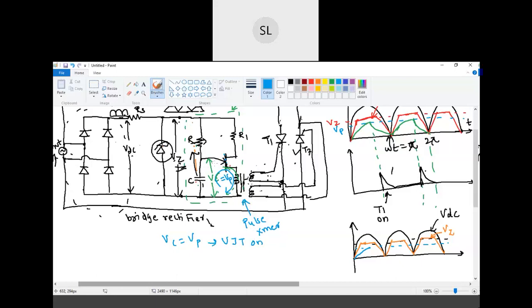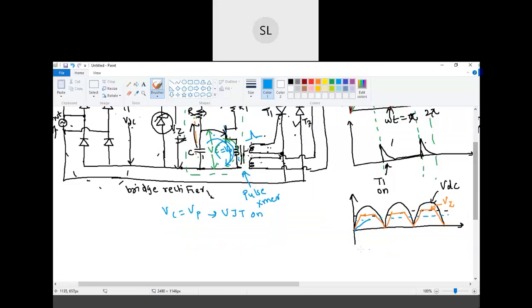Okay, so once this UJT is turned on, the capacitor will start discharging through this UJT and the primary of this pulse transformer. While discharging, a pulse will be generated at the output, and that pulse will be transferred to the secondary winding of this transformer.